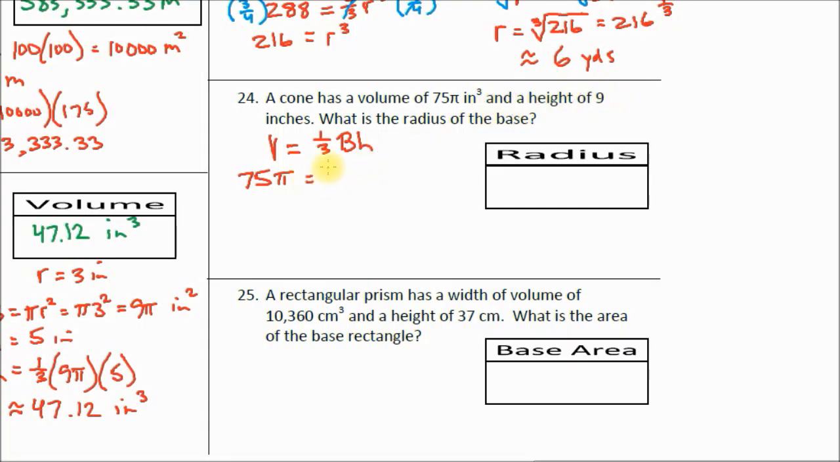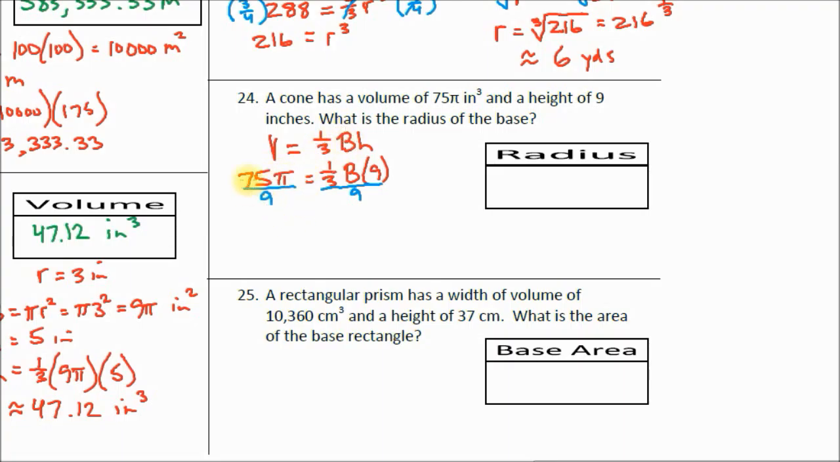So 75 pi equals 1/3 times the base area times our height, which is 9. All right, we've got to move everything from this side over to this side. The first thing I want to get rid of is the 9. So to get rid of the 9, I'm going to divide both sides by 9.